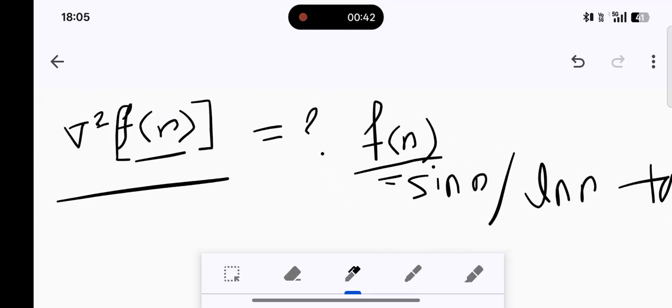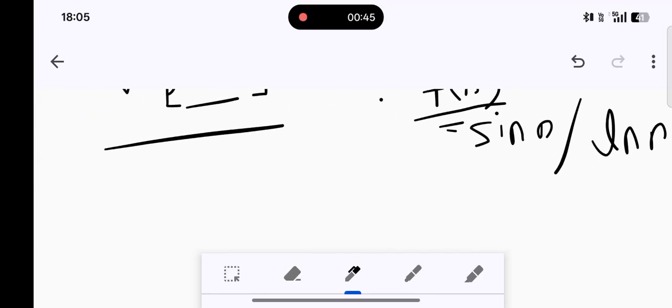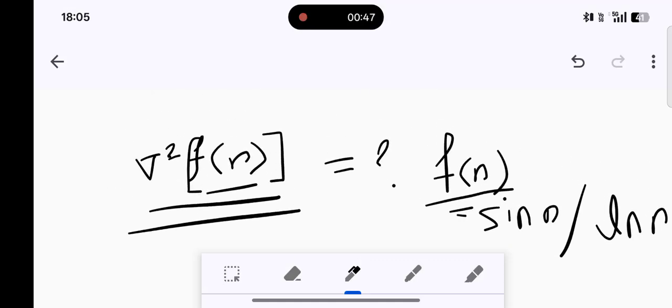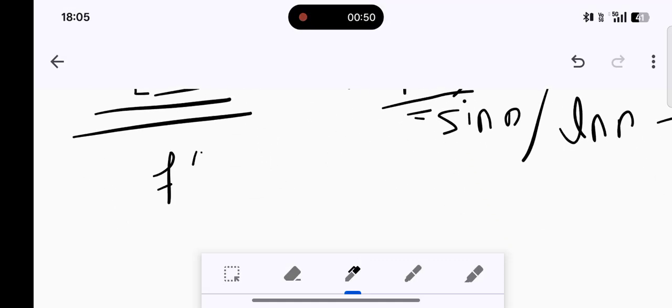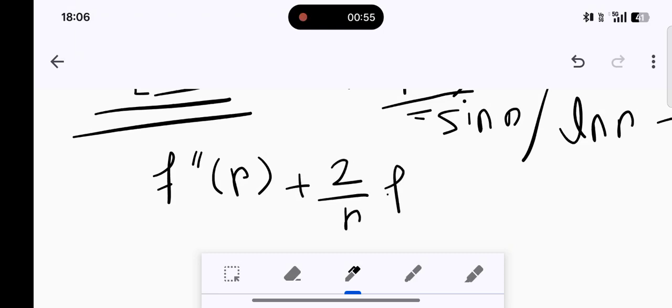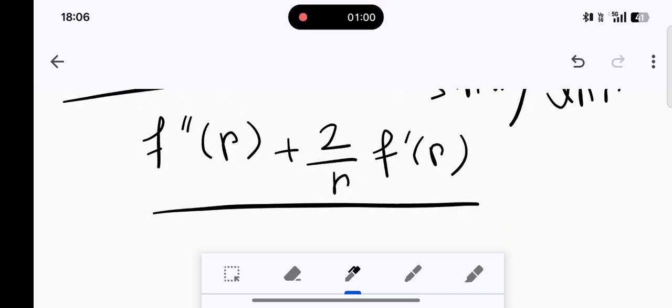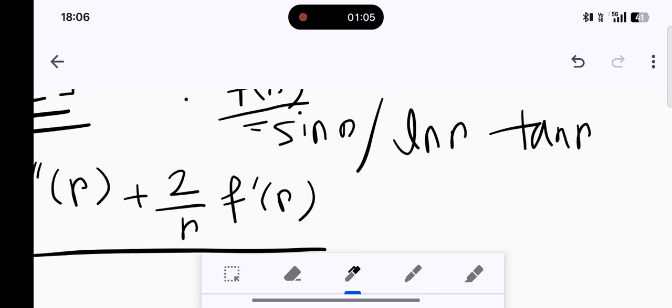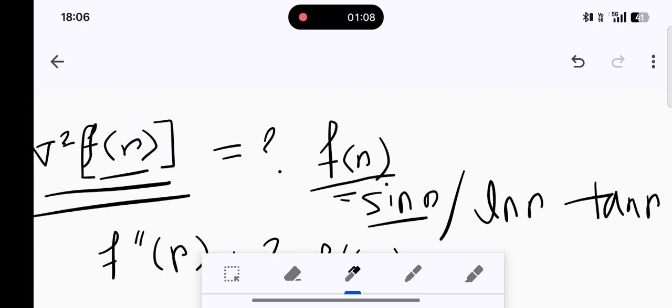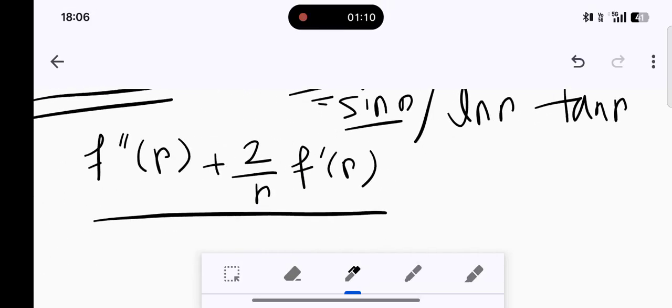So the formula of this: del square f(r) is f double dash r plus 2 by r into f dash r. Now in this video I am going to prove that, because in your exams you will face this kind of question and you have to find out the value of del square of sin r or ln r or tan r. You can use the formula and you can easily get the value in just 30 seconds, because it's very easy to differentiate sin r, ln r or tan r.